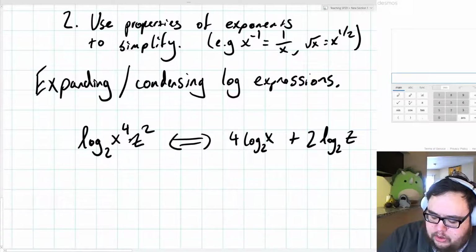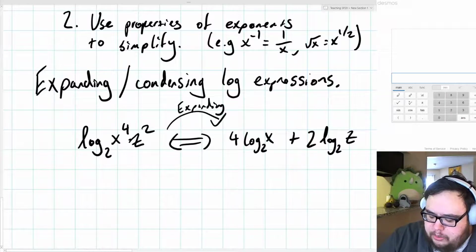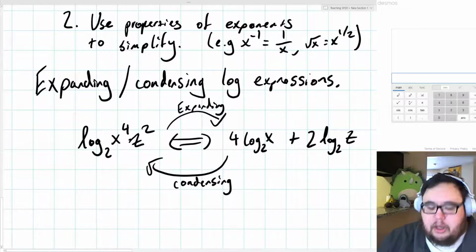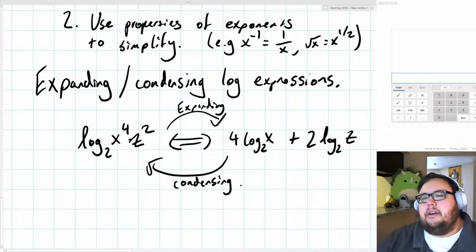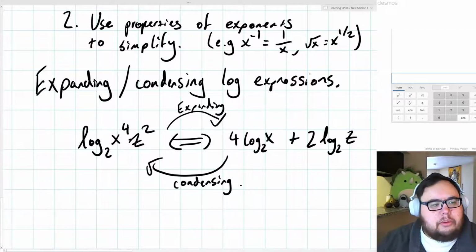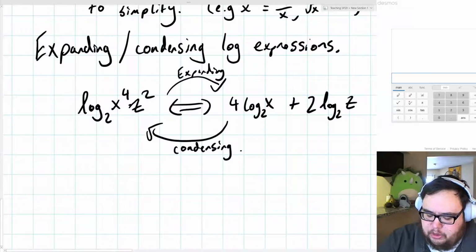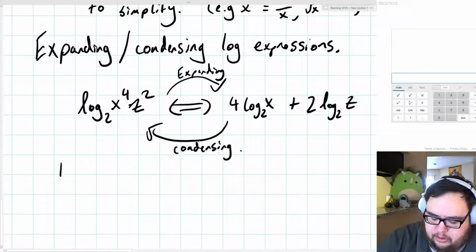So going from the left to the right here is expanding. If you started on the right and are going back to the left, that's condensing. This uses those, I think there were 6 or 7 log properties. And you should also try to evaluate any logarithms you can.